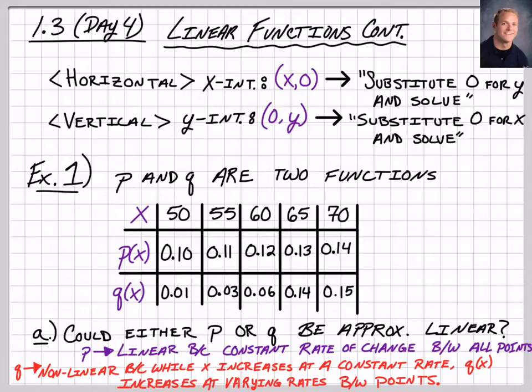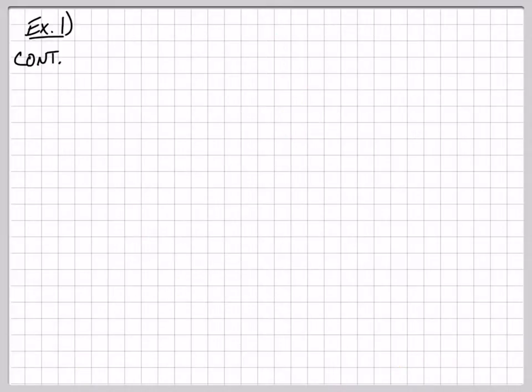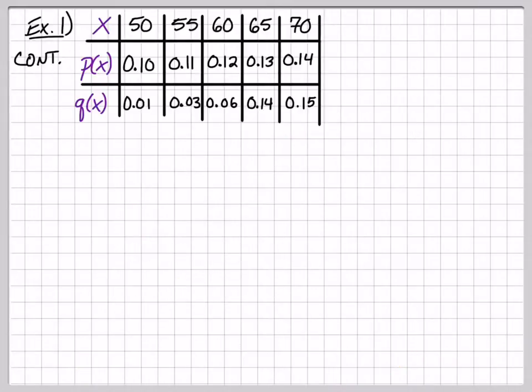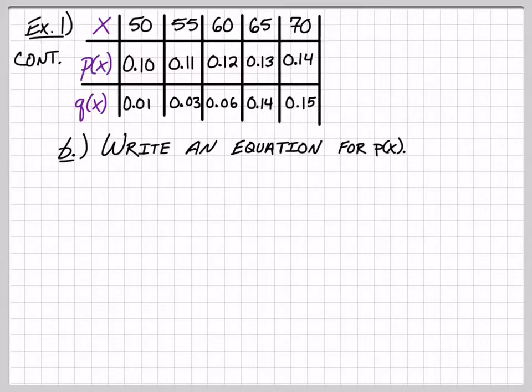Part B, I don't have any room here, so I'm going to go get a fresh page. I'm going to go ahead and copy and paste. This will be example 1 continued. I'm going to copy and paste that same table up here so I can use it. You obviously wouldn't have to rewrite that in your notes. Part B, that you do need to write down: could you write an equation for P of x?